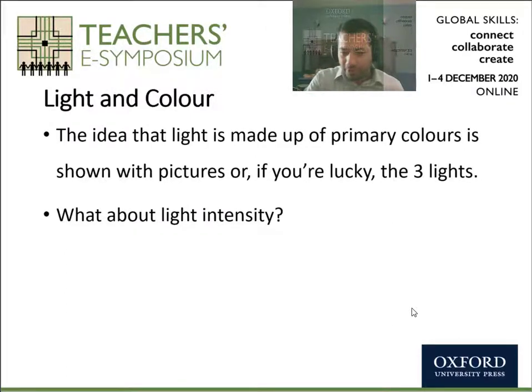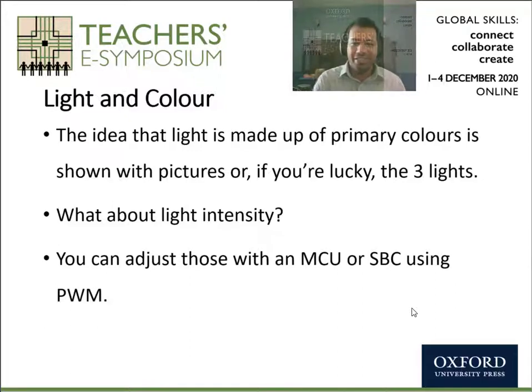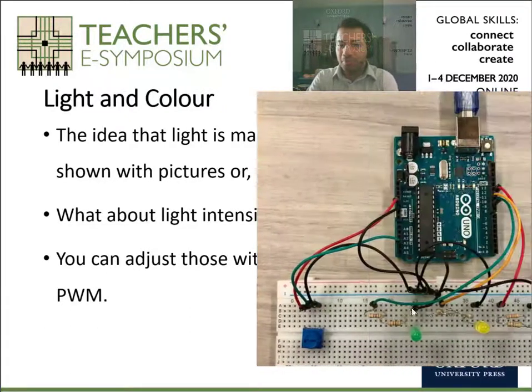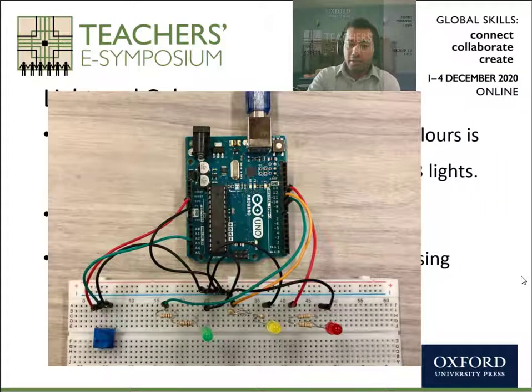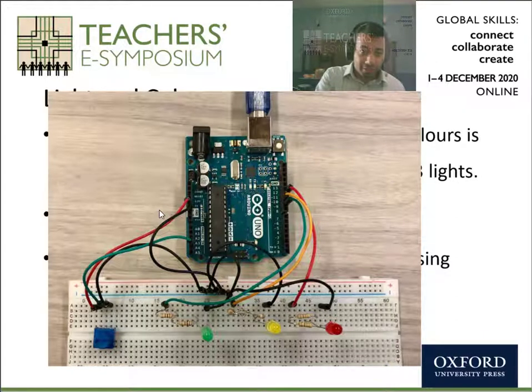Well, you could just use a microcontroller or a single board computer, and you could connect them to the bulbs like so, and you could adjust the brightness by using what's known as pulse width modulation. That's PWM. And the Arduino Uno is fantastic for that.